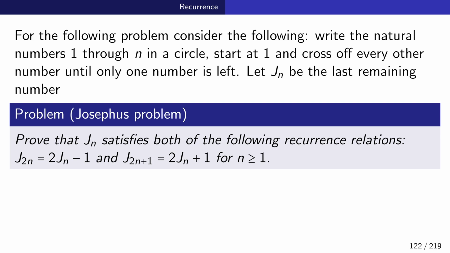The problem is called the Josephus problem. This is a famous problem. We're going to prove that j sub n satisfies both of the following recurrence relations, which are different based on the parity of the term. j sub 2n, so j sub an even number, is equal to 2 times j sub n minus 1. And j sub 2n plus 1 is equal to 2 times j sub n plus 1. And this is for n greater than or equal to 1.